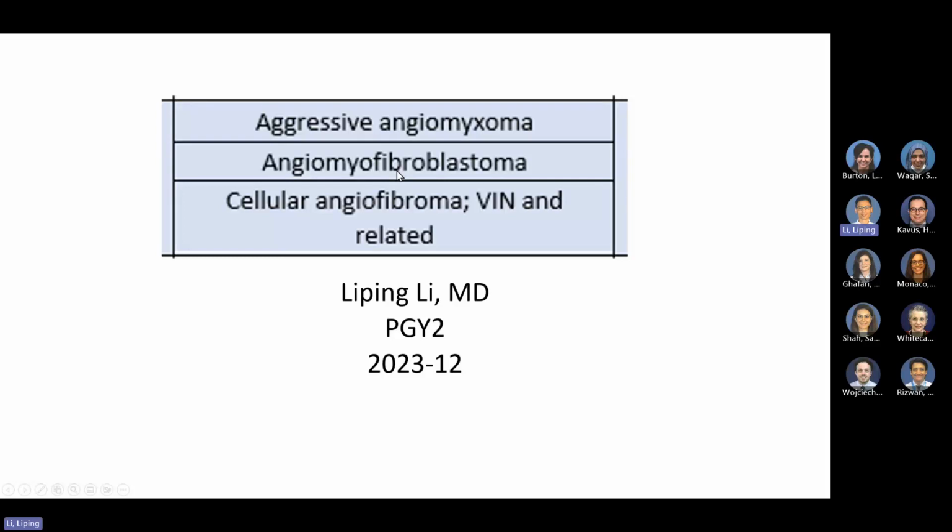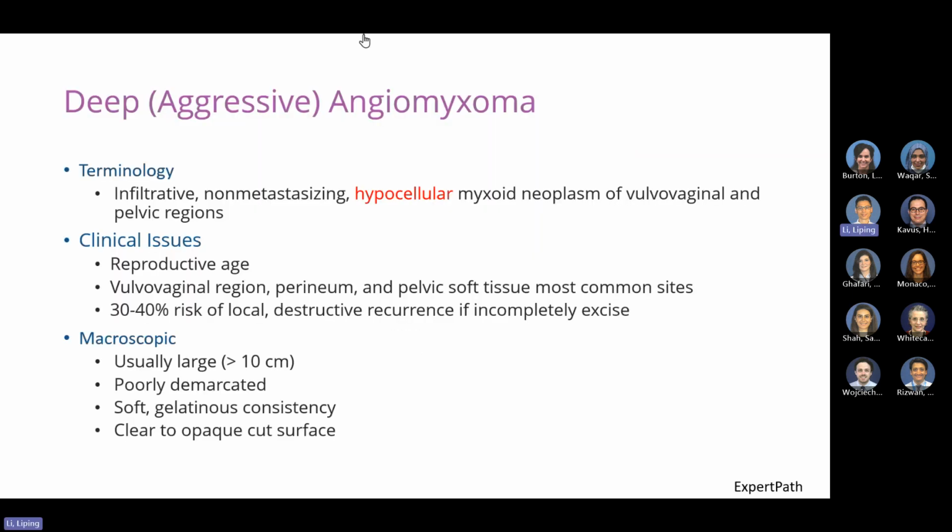Together and then make a new name. So hopefully after this lecture, you can figure out which one is which. So let's get started. Our first entity is deep angiomyxoma, aka aggressive angiomyxoma.